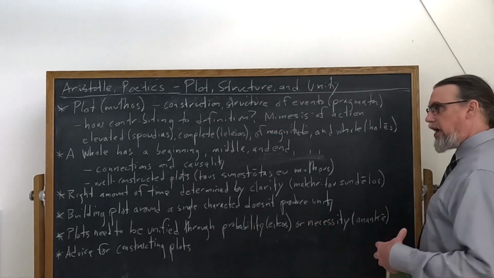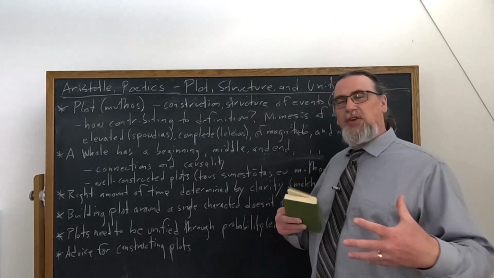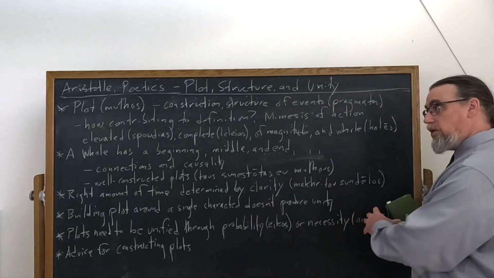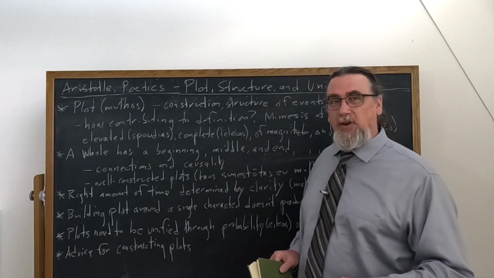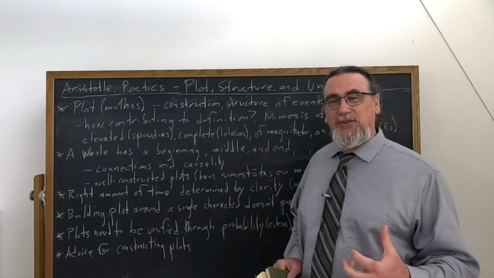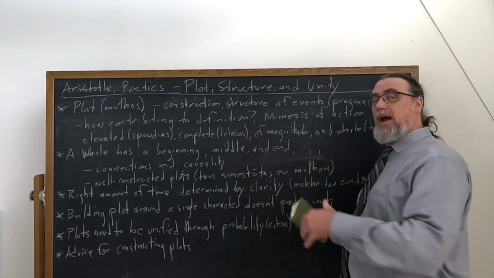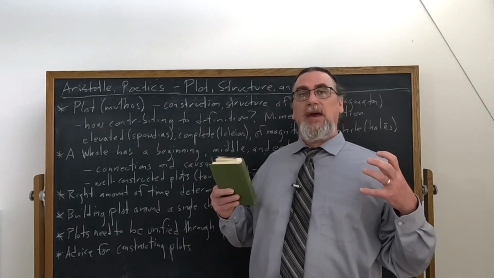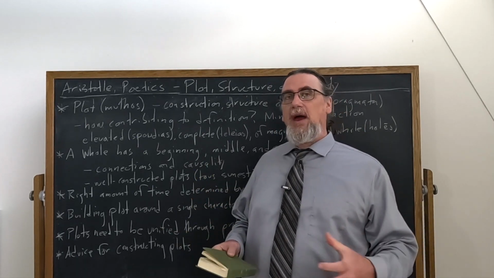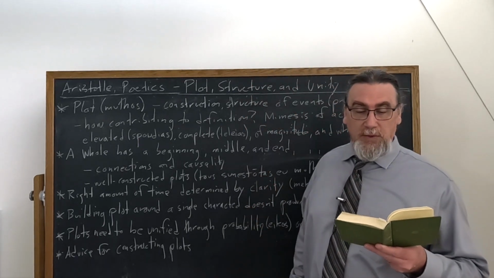So probability, eikos, things seeming plausible. It seems like this would actually make sense. Or necessity. If this happens, well, then this has to happen, right? Things flow from each other by necessity. So a plot that doesn't unify the story, the characters, the actions in this way is not going to be a very good plot, and it's going to ruin the tragedy.